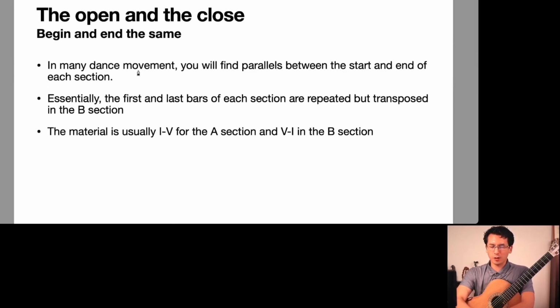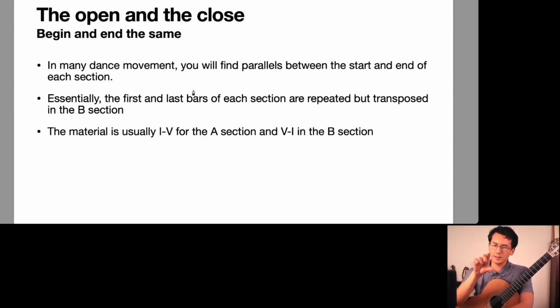Next topic, the open and the close. In many dance movements, the start and the end of the A section will be mirrored in some way in the B section. Effectively, they're transposed. What you hear at the start of the A section, you'll hear the same material at the start of the B section, but transposed. The end of the A section, you'll hear the same material at the end of the B section, but transposed. The common formula for transposition is usually 1-5, 5-1.